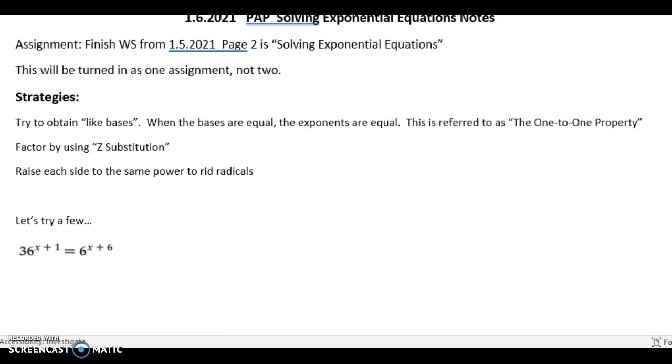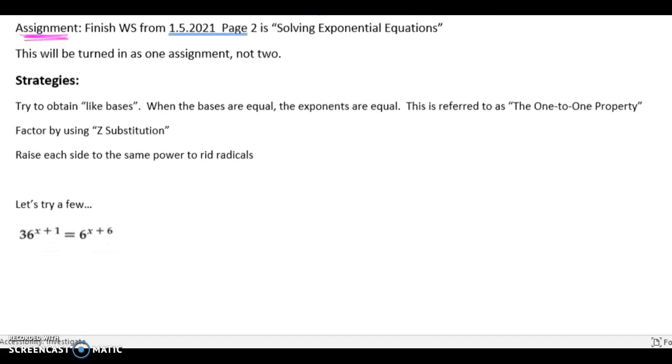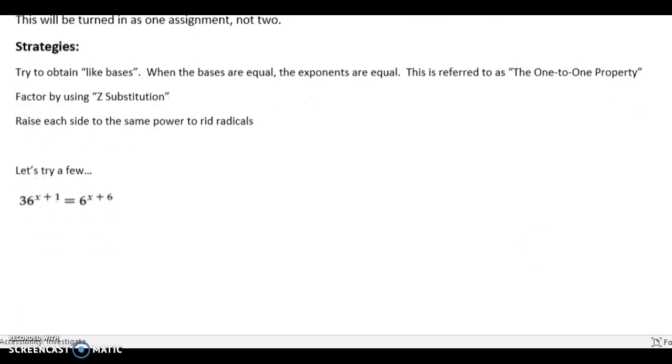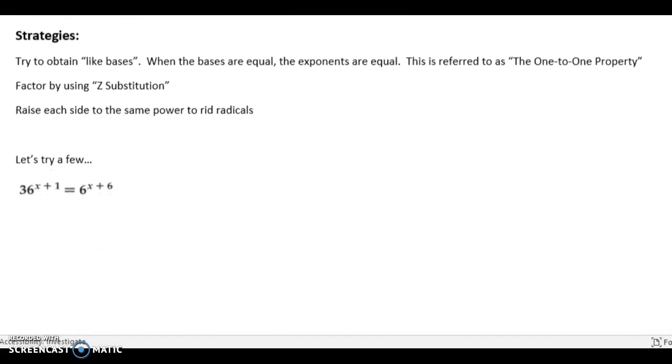The assignment that we started yesterday, we did page 1 yesterday. Today we do page 2. I don't want you to be confused. This is our assignment when we finish. It will be turned in as one assignment, not two separate assignments. So you can continue wherever you left off on the same piece of paper.